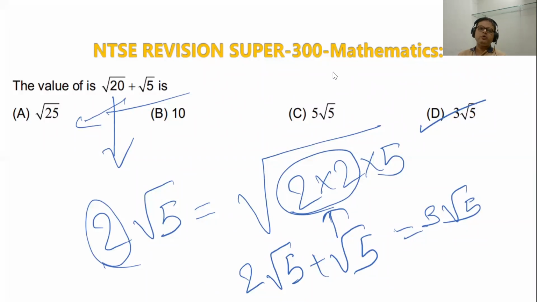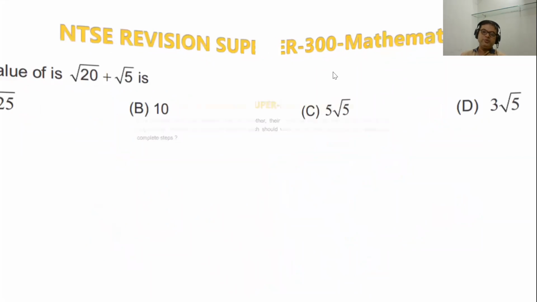Don't write √20 plus √5 as √25, that will be the biggest blunder of the century. Okay. So you have to simplify it. It will be 2√5 plus √5 which is equal to 3√5, or option number D will be the correct answer of the question. Let us move to the next question.